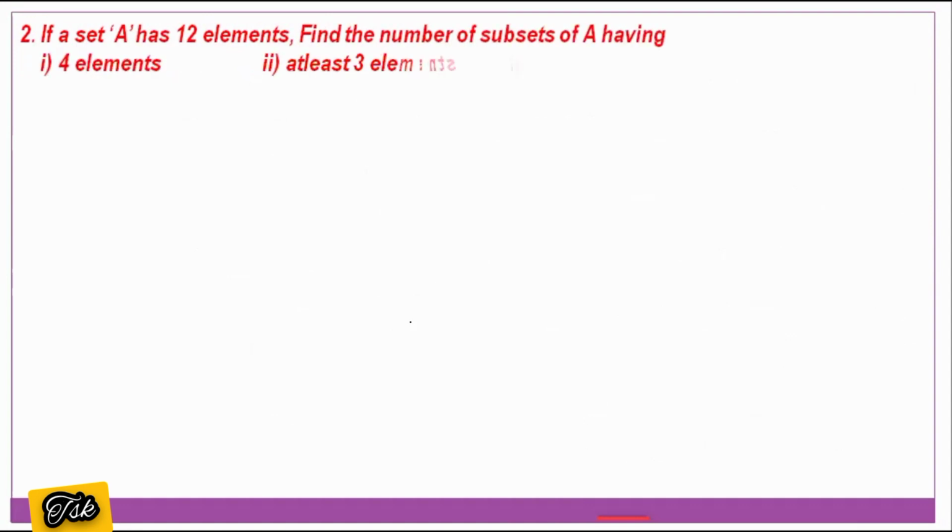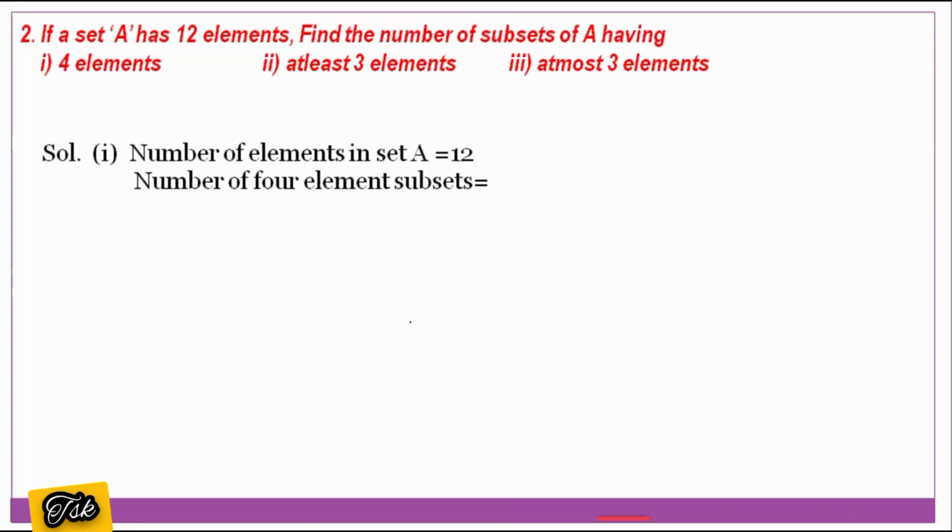If a set A has 12 elements, find the number of subsets of A having first, 4 elements; next, at least 3 elements; and at most 3 elements. The number of elements in set A is equal to 12. The number of 4-element subsets: whenever you select 4 from 12, you get a 4-element subset. So the answer is 12C4.